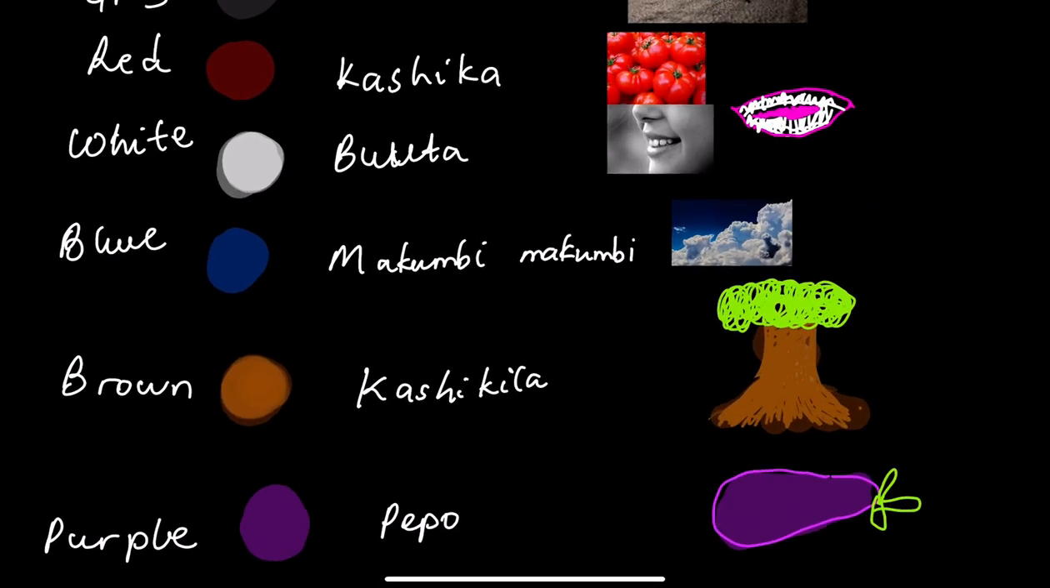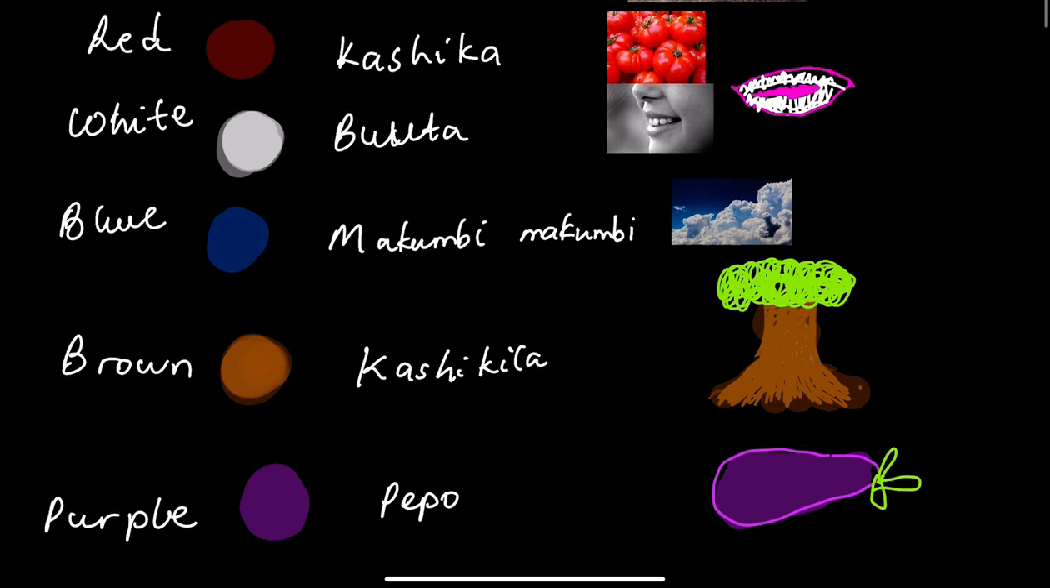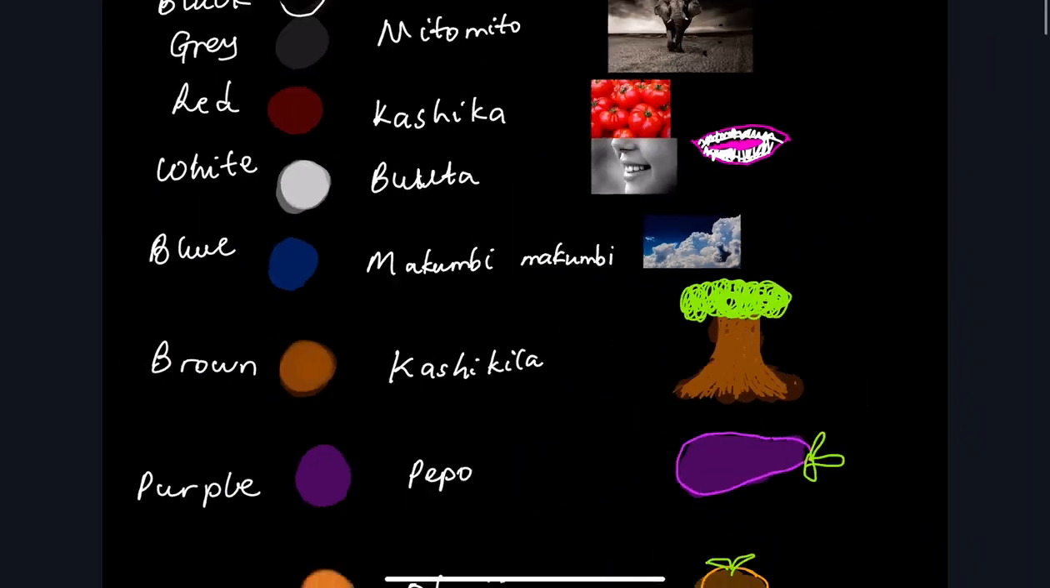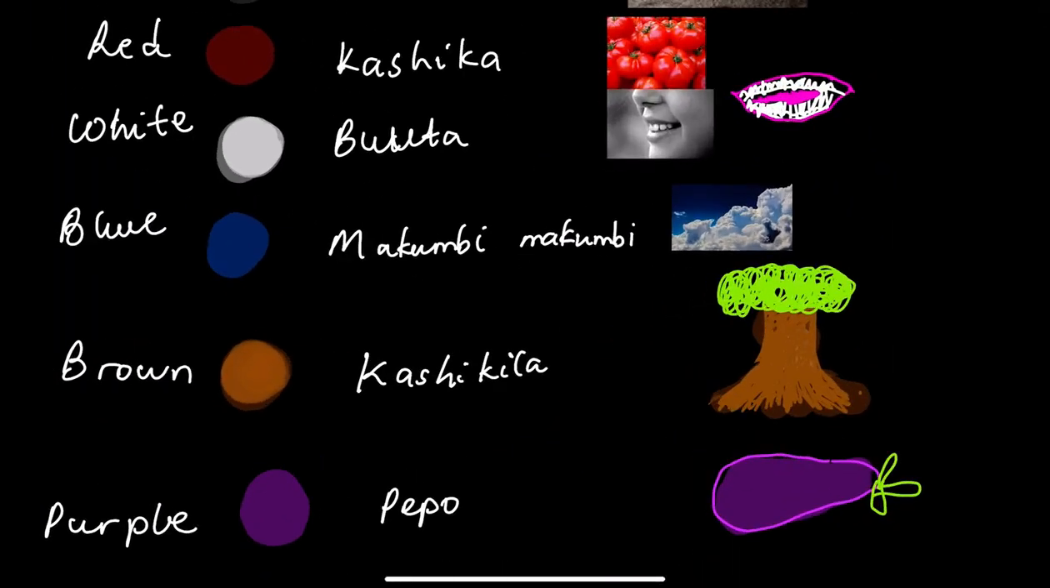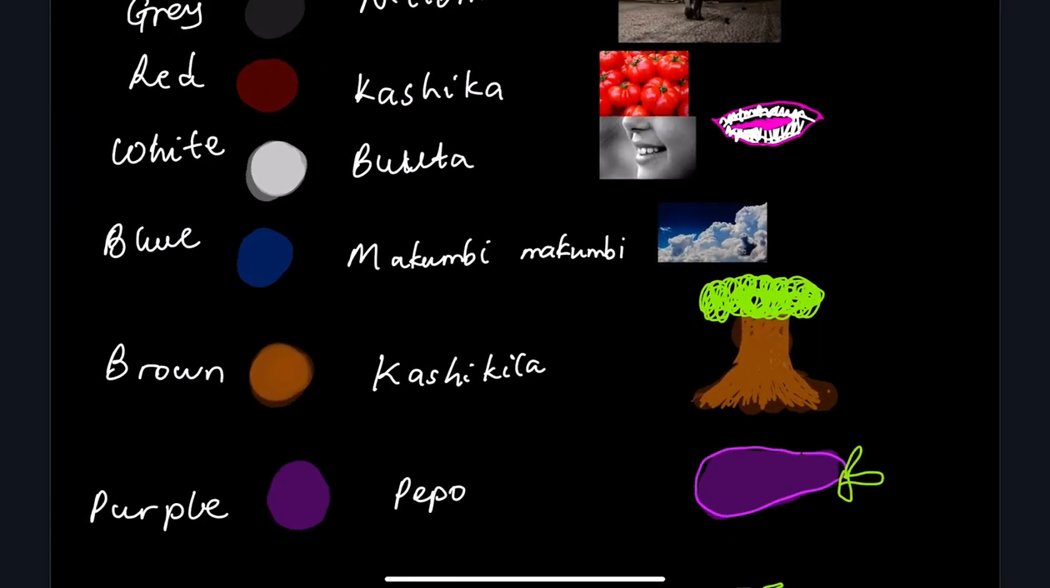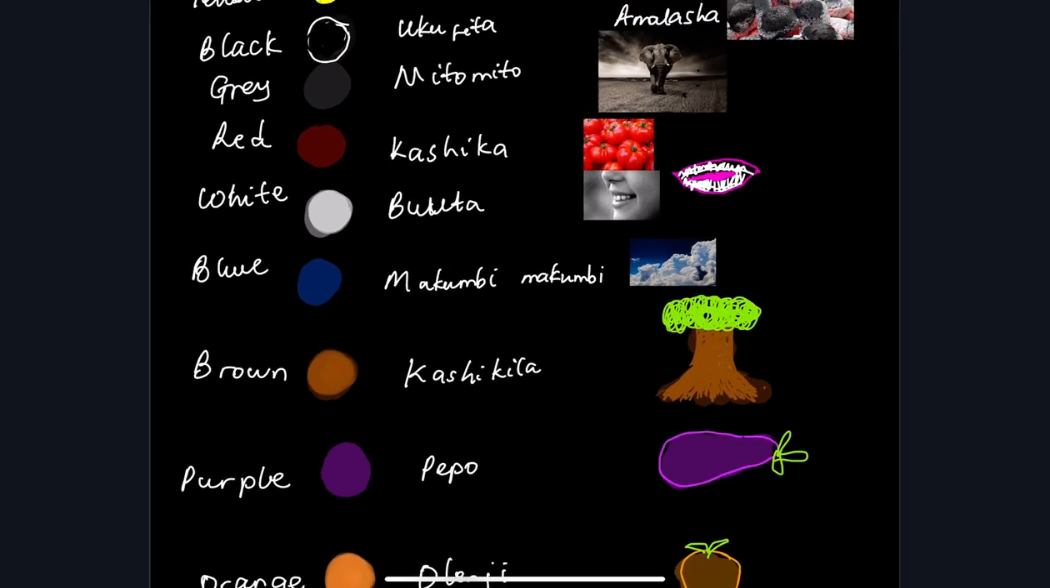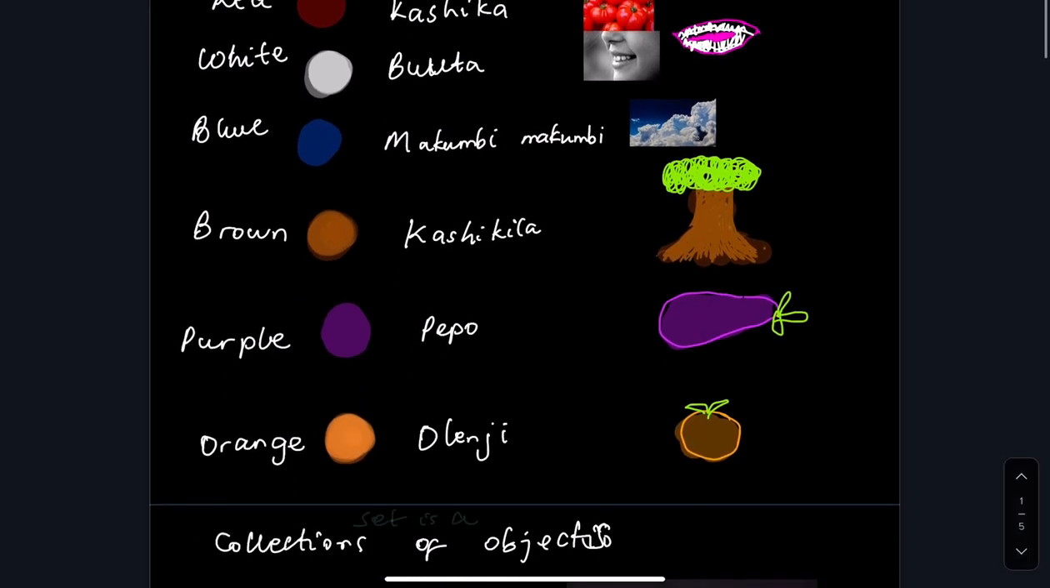And then brown means kashkila. So if we look at this tree, the trunk is brown. Or if we look at soil in the compound, that soil is brown. So amalova yali kashkila. That means soil is brown.